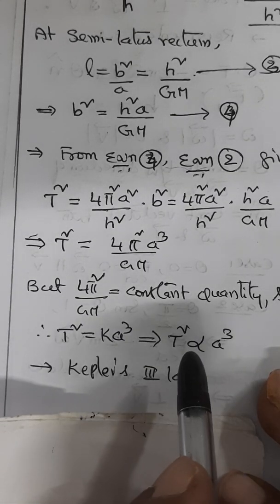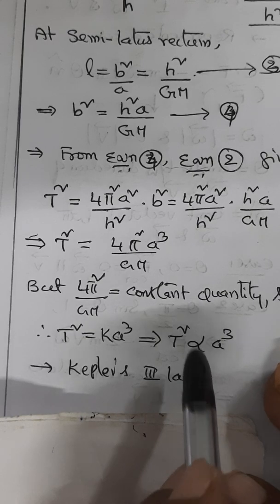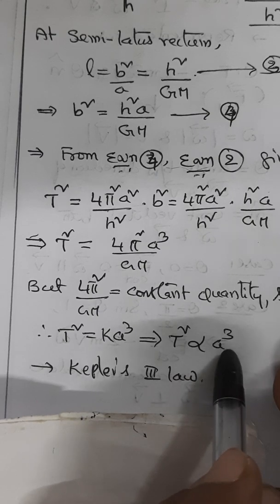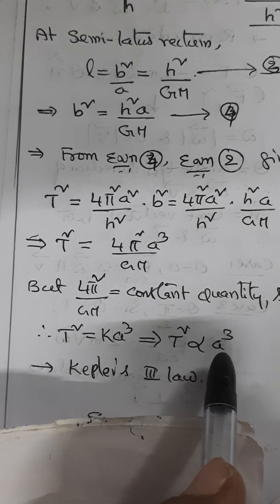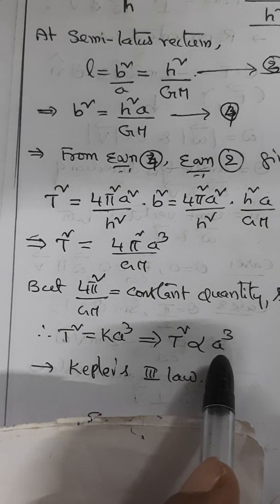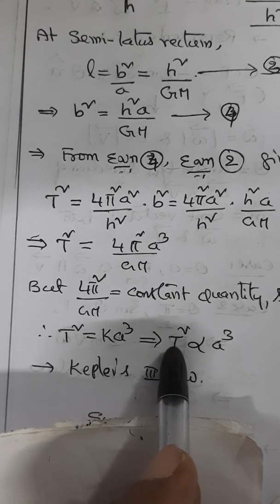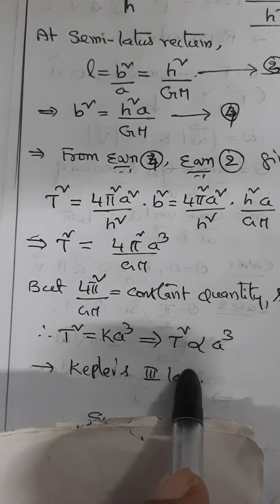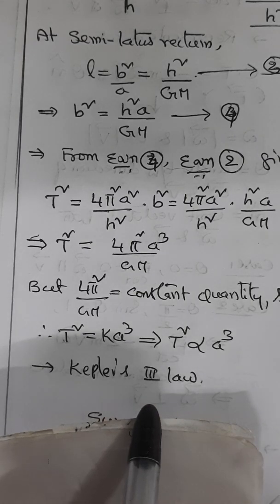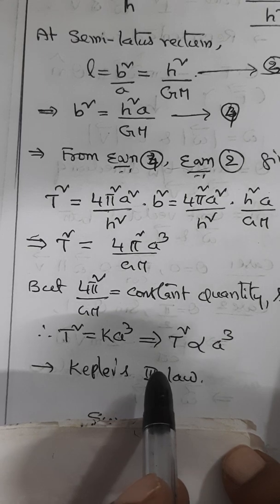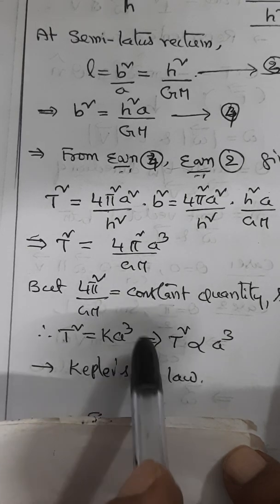And that value shows that the square of the time period of a planet is proportional to the cube of the semi-major axis of the ellipse. What is that semi-major axis of the ellipse? The semi-major axis of the ellipse is nothing but the mean distance from the sun. So from this you can say T squared by a cubed or T squared by r cubed is constant. That is nothing but Kepler's third law. This is how you can deduce Kepler's laws of planetary motion from Newton's laws.